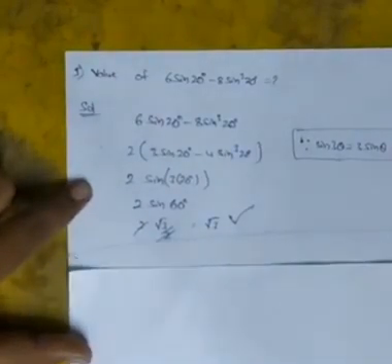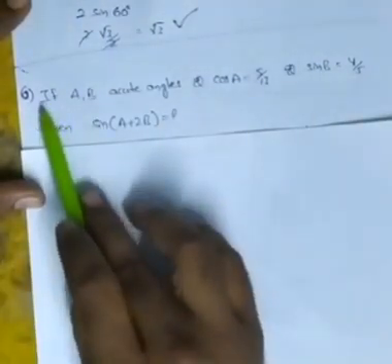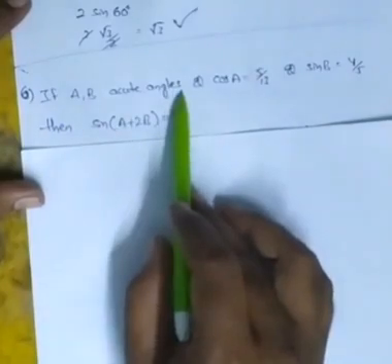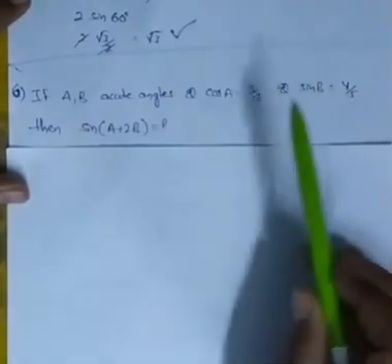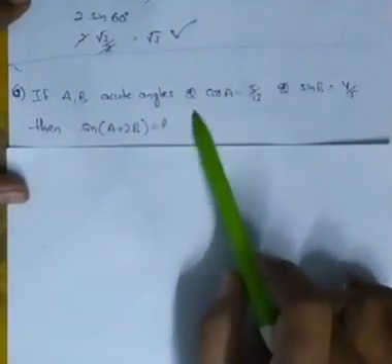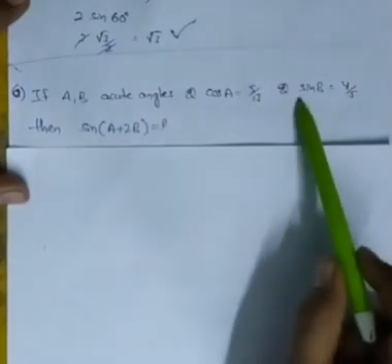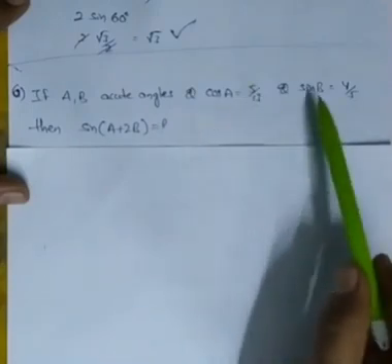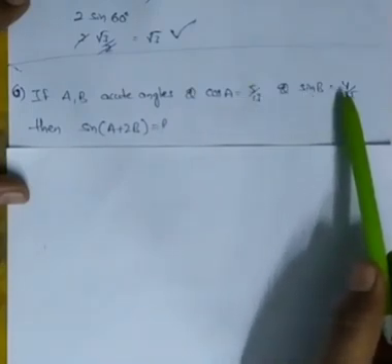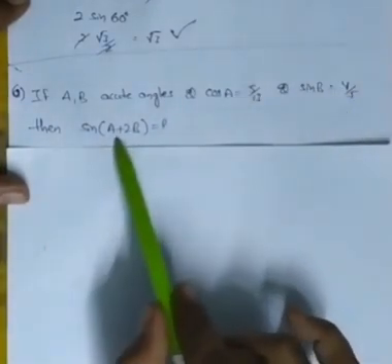Answer is root 3. Next question, sixth question. Sixth question is like this. If A and B are acute angles, now in the previous question he said they are in the first quadrant, but here he is saying they are acute angles. Also given cos A is 5 by 13 and sin B is 4 by 5. Then he is asking sin of A plus 2B.